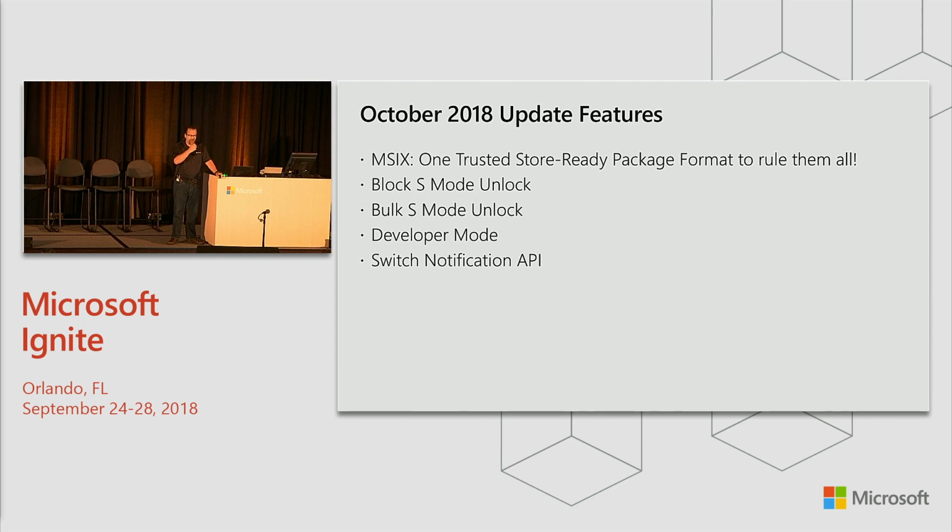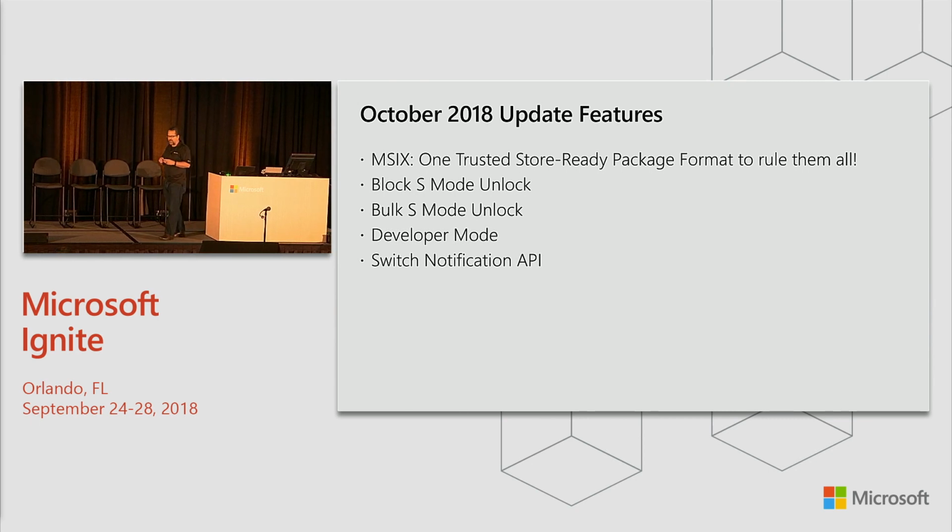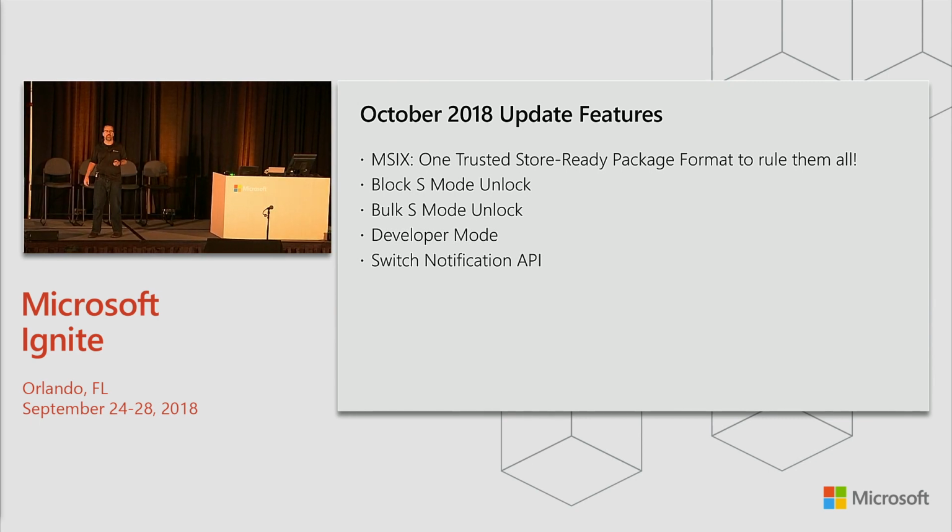But let's talk specifically about the October 2018 updates. First of all, MSIX and RS5. Windows 10 in S-mode will support MSIX, one trusted store-ready package format to rule them all. We also have block S-mode unlock and bulk S-mode unlock, which are manageability features that have been long asked for. We also have support for developer mode, and then we've enhanced the API for the ISV community so they can detect behavioral changes within the operating system. Number one, being able to easily programmatically detect the existence of S-mode for their installers, and number two, being able to detect if the actual S-mode has been switched out.